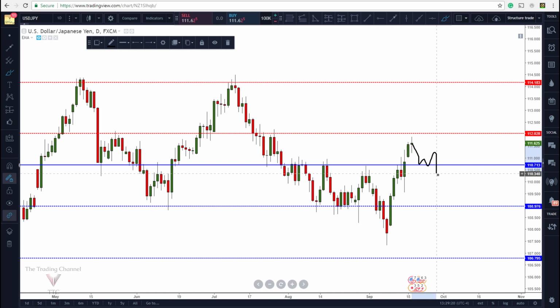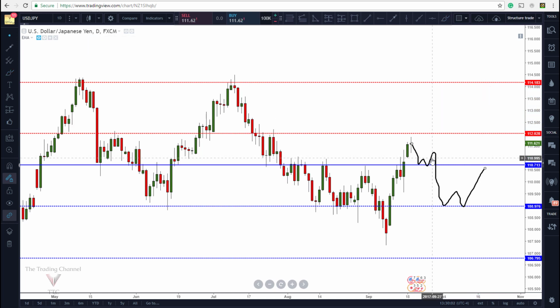Now, if we break below 110.71, our next level of support is looking like 108.97. It's another area we can look for long opportunities here on the dollar yen. Now, above the 112 area of resistance, we can start to look for some type of long trades if this market continues up, and we will look for long trades up into the 114.18 area. That's our next place to look for counter trend shorting opportunities here on the dollar yen.